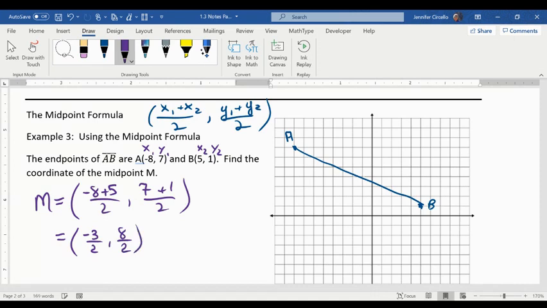So negative 3 halves, if you leave it like that, that is fine, but it's a little easier to graph coordinates when they are decimals. So negative 3 divided by 2 is negative 1.5, and 8 divided by 2 is 4.